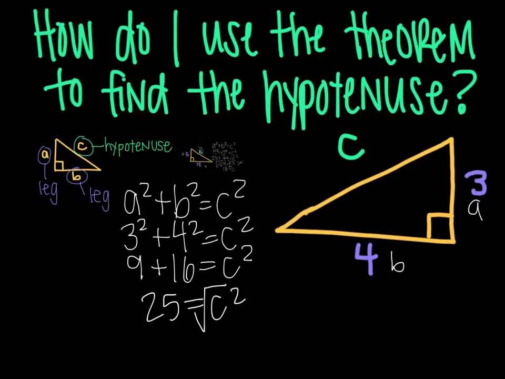Then we have to square root to solve. So c equals 5. Another way to think about that is what number times itself will equal 25. And that would be 5. So that's your answer. c is 5.